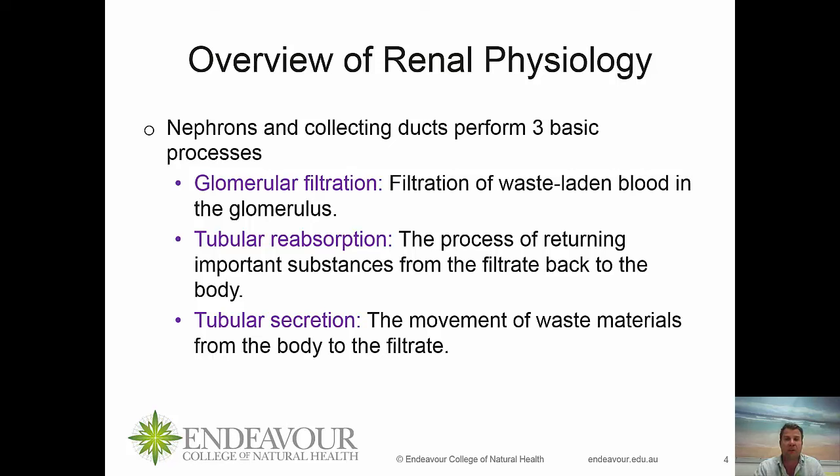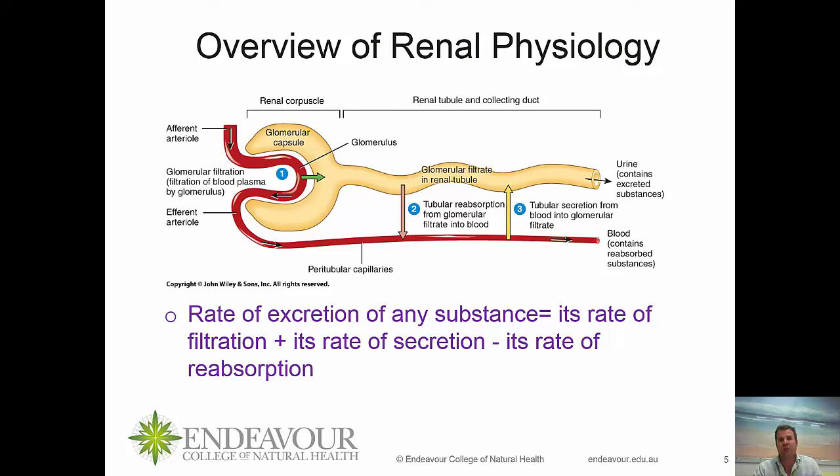So the nephron itself does the things that the kidney does. Glomerular filtration, so it filters the blood. What it wants back from the filtrate, it has to reabsorb, so that's tubular reabsorption, and then what it also wants to get rid of but didn't get a chance to filter, it can secrete as well. So those three processes are demonstrated very simply in that diagram there.